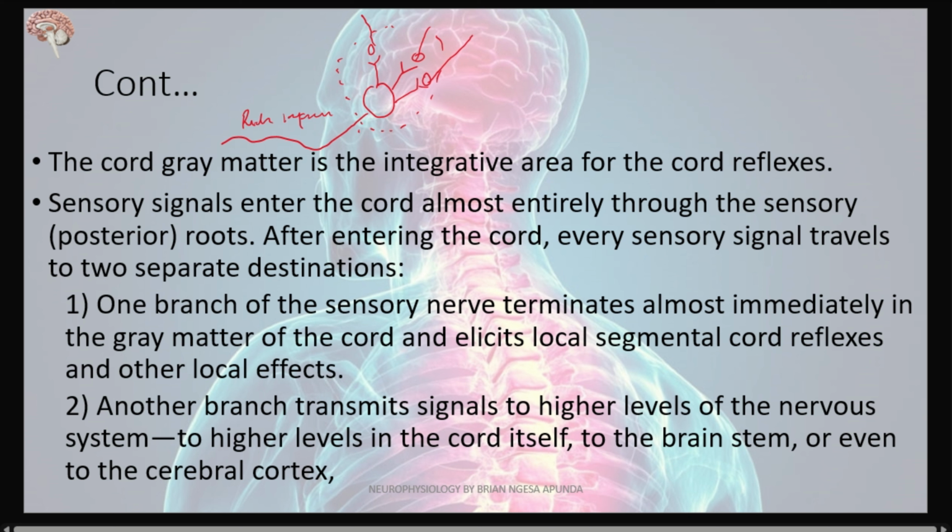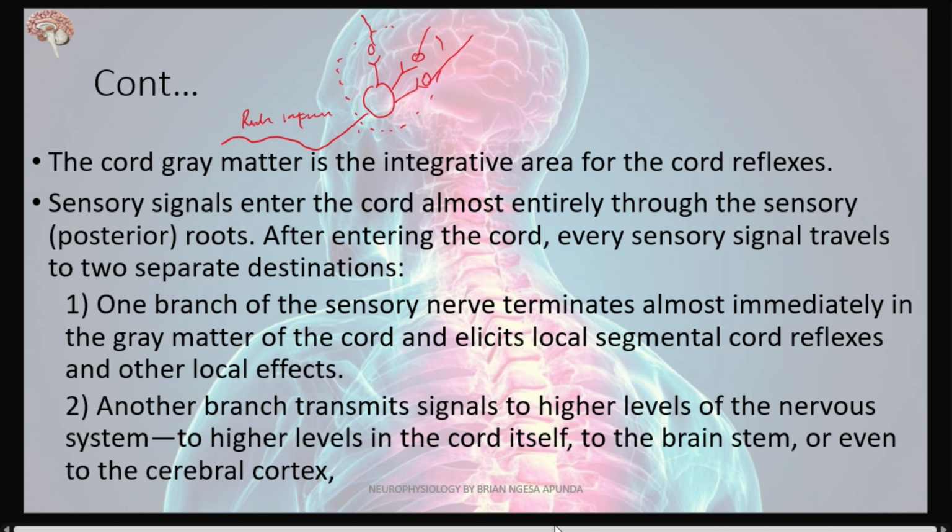So the dorsal part contains the sensory part, while the ventral contains the motor, as we suggested. So the simple mechanism or the simple rule still applies. So sensory signals are likely to enter almost entirely through the sensory posterior roots. After entering the cord, every sensory signal travels into two separated destinations, and this is what we suggested. So remember, maybe proprioception signals that need to be transmitted to the brain.